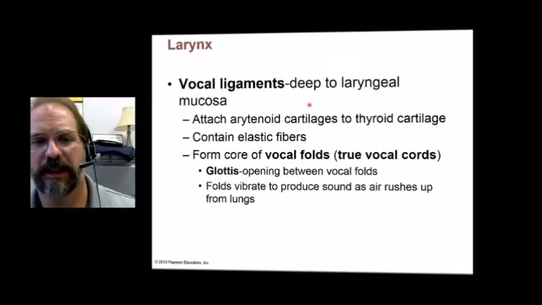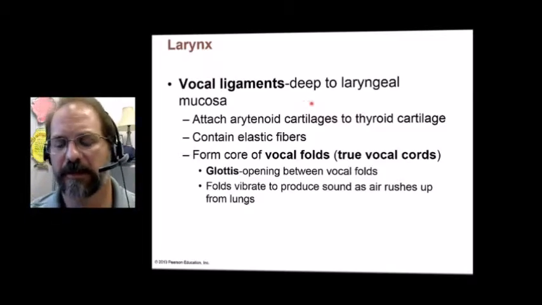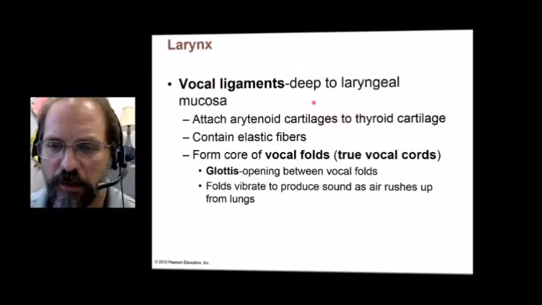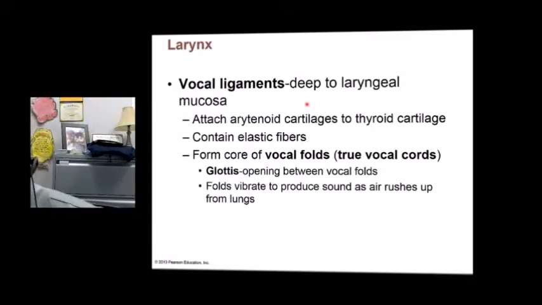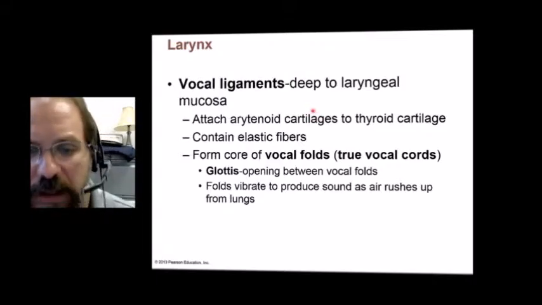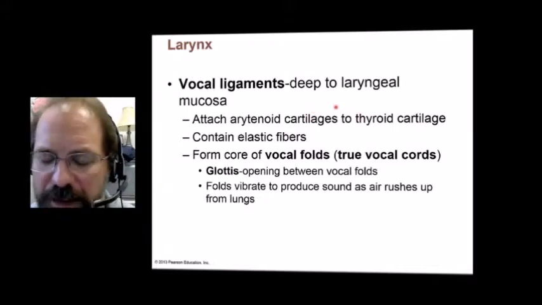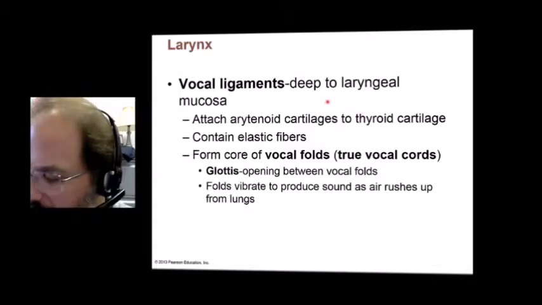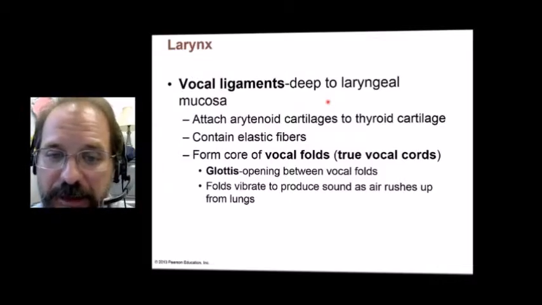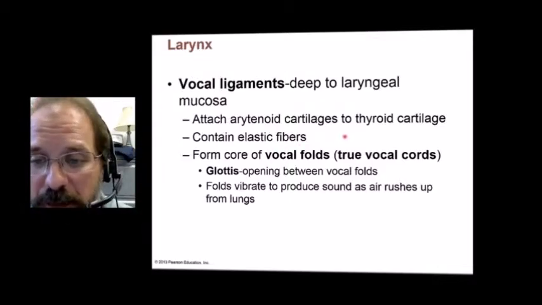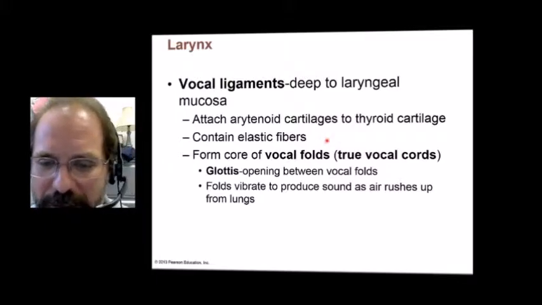So as I mentioned, the vocal ligaments, the vestibular and true vocal cords, are attached to the arytenoid and corniculate cartilages. Ordinarily, only the true vocal cord is the one that is used in voice production. And I say ordinarily because there are times where people can actually train themselves to use the vestibular fold to produce a very weird, deep, resonating type of sound, but that's unusual.